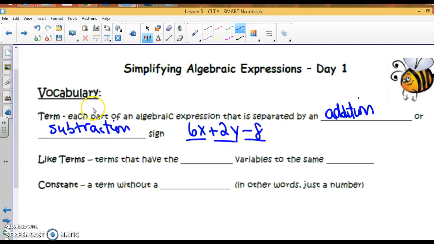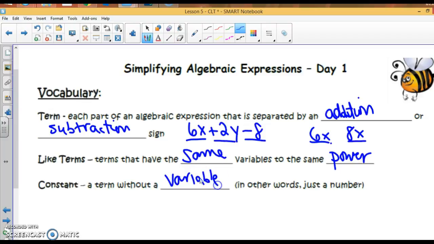Like terms have the same variable to the same power. Like 6x and 8x. They are like terms because they both have an x to the first power. A constant is a term without a variable. In other words, just a number.